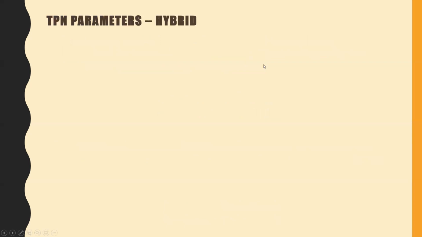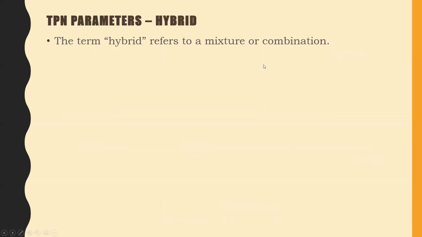So we want to move on today and look at our hybrid parameters. And simply put, hybrid simply means mixture. So we have a hybrid vehicle. It means that you use both electricity and gasoline as the sources of energy. Right? So hybrid just means mixture.